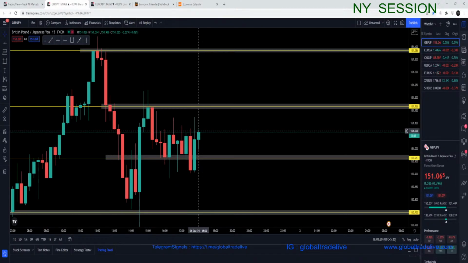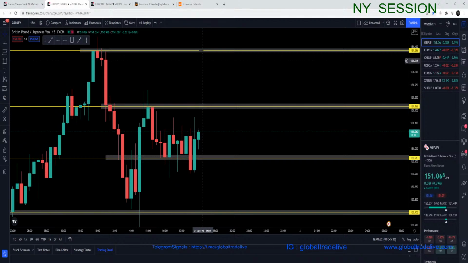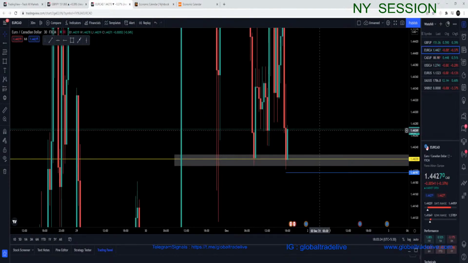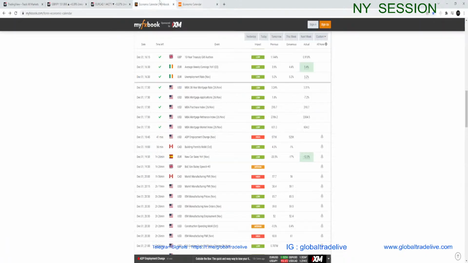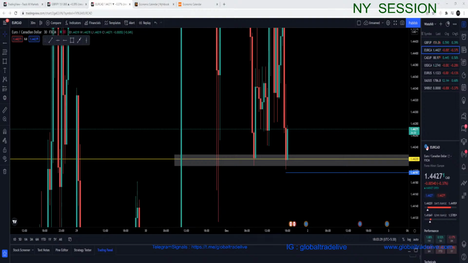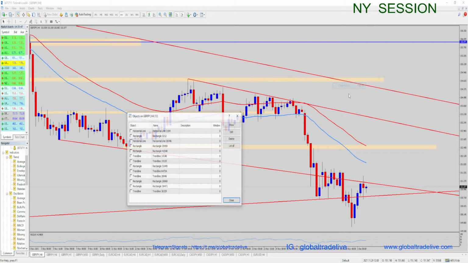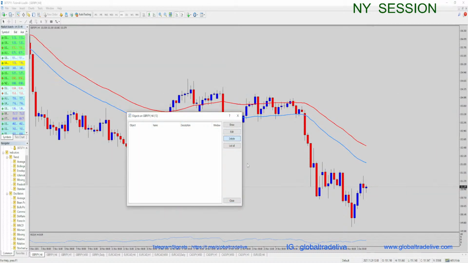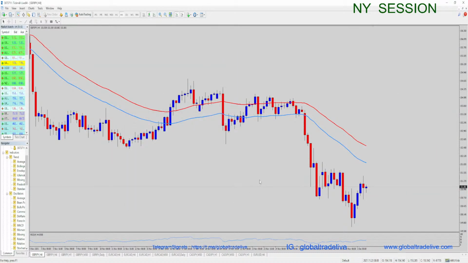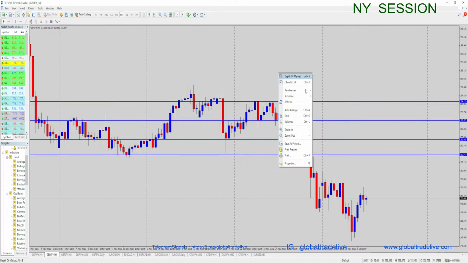So I want this 15-minute candle to close above this area so that I can take a buy in the next candle. So we are expecting GBP to move up to this area, and what I'm gonna do is I'm gonna just remove everything from here and redraw everything from here also.